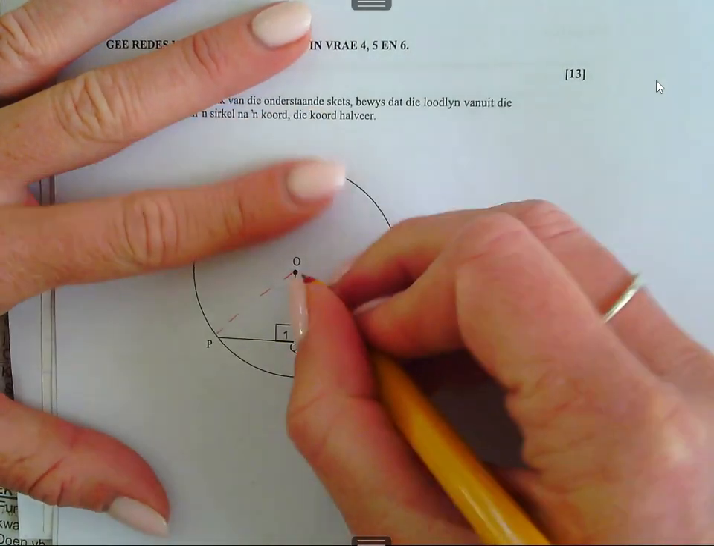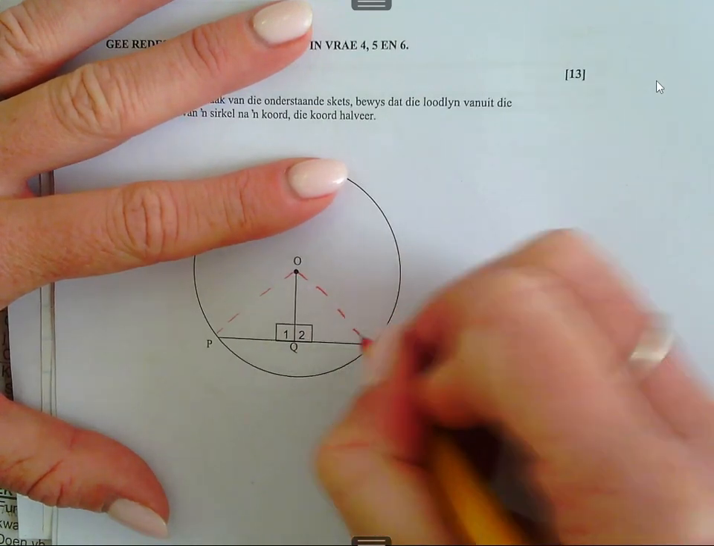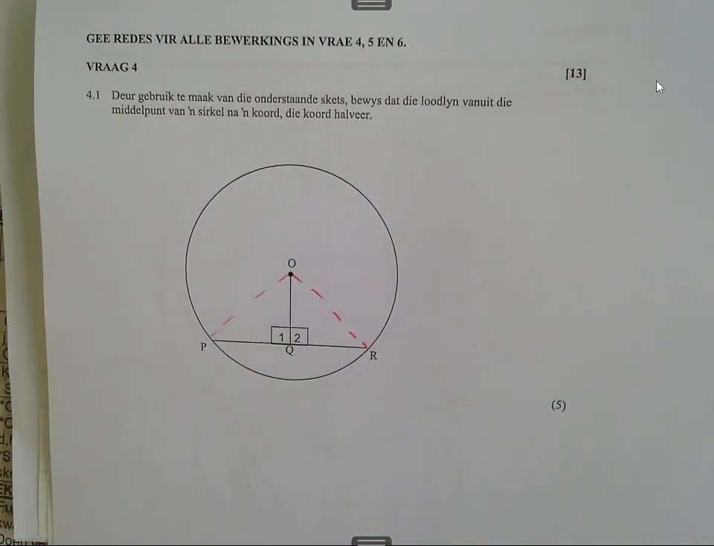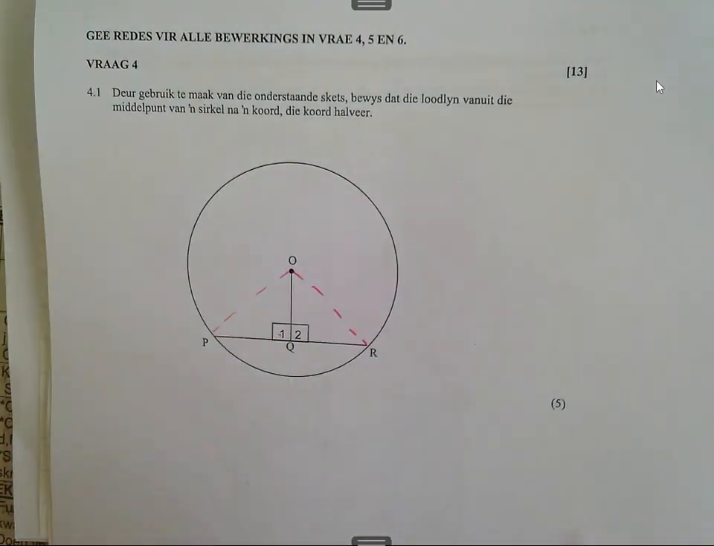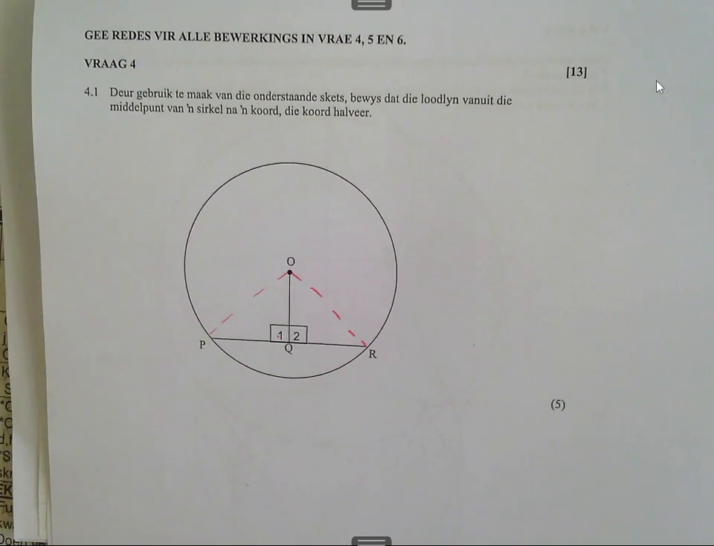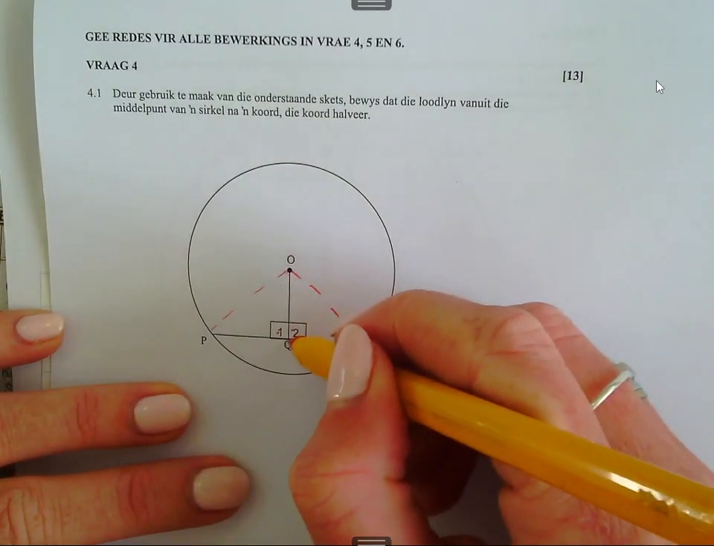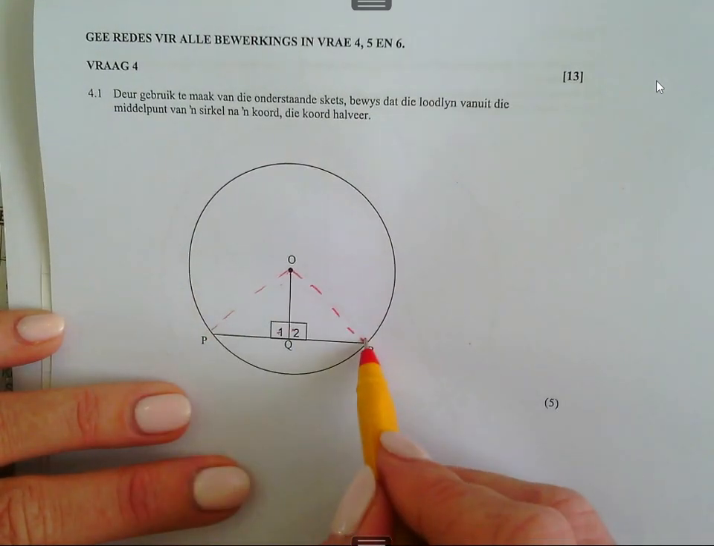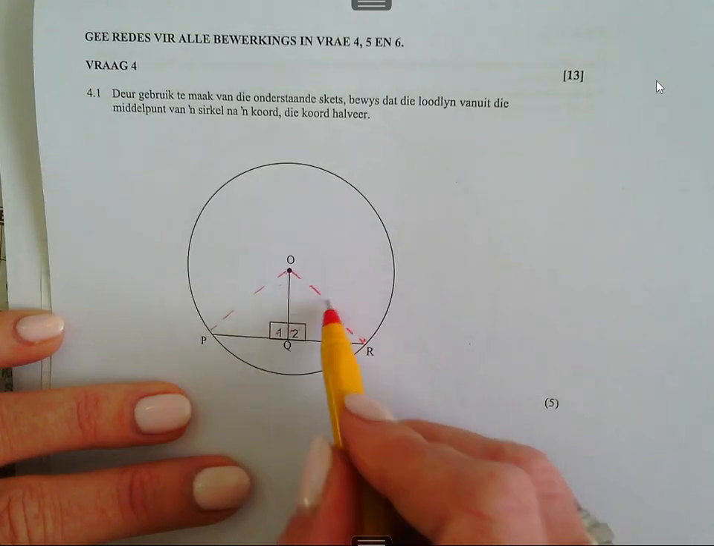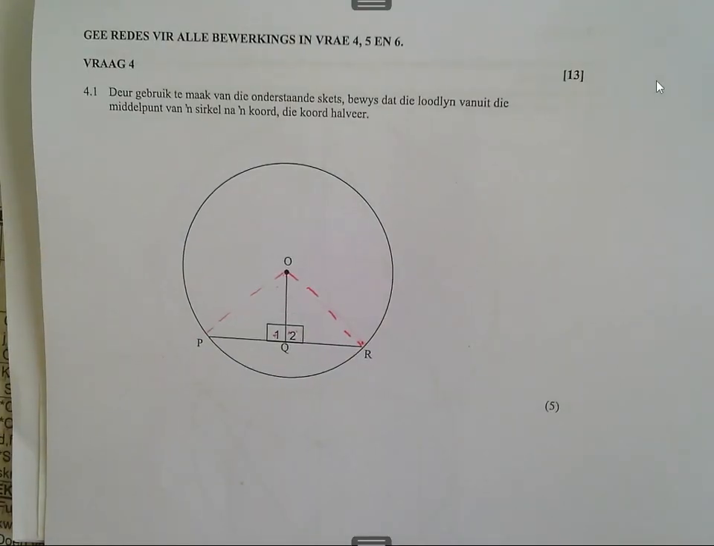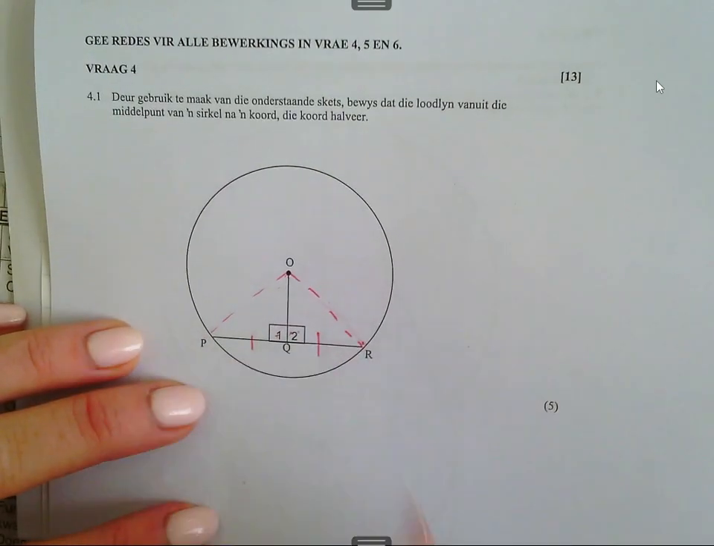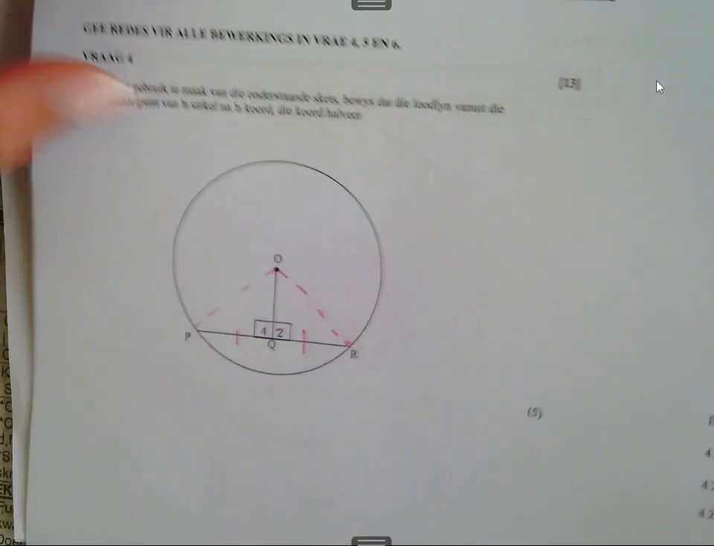Jy doen die konstruksie, jy sê jy verbind OP, you're going to do the construction and say that you've joined OP and OR, and now you've got two triangles. You're going to use congruency to prove it, to be able to do Pythagoras when we use theorem 1. So here I've got a 90-degree angle, I've got a common side, and those two are radii, so they are equal to each other. So I've got a 90-degree side to prove congruency, and therefore I know that the two triangles are congruent, and that must mean that OQ and QR will be equal to each other.